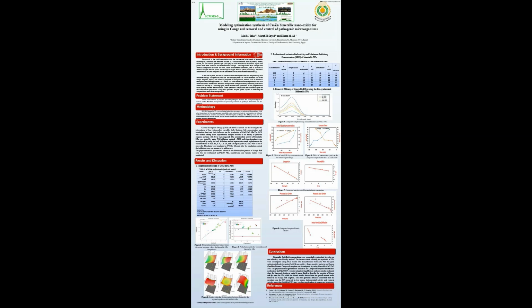Bimetallic nanoparticles are produced by combining salts of two metals with the help of a reducing agent, which results in new properties due to the synergy between the two metals. Green synthesis is a high-yield and eco-friendly path for nanoparticle preparation.